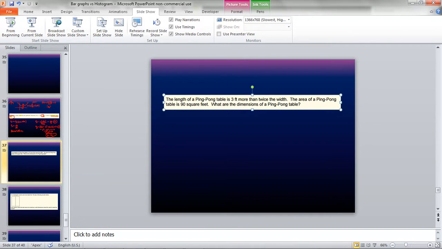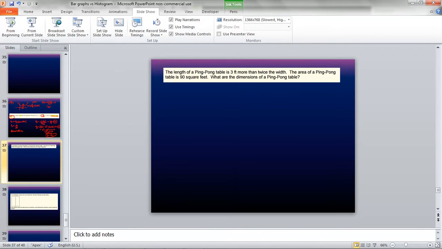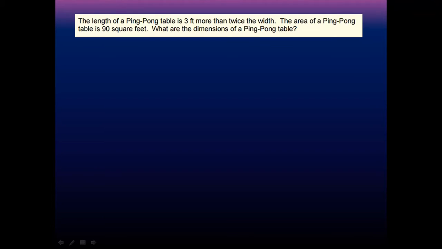All right, so I'm going to move this ping pong up here. Let's try this one. The length of a ping pong table is 3 more than twice the width. The area of the ping pong table is 90 square feet. What are the dimensions of the ping pong table?